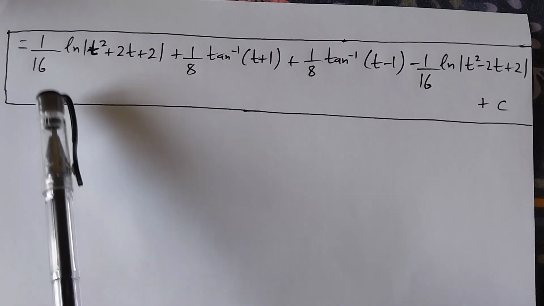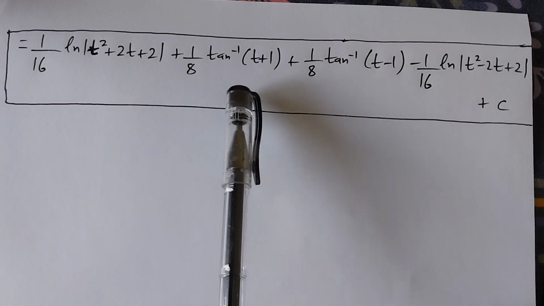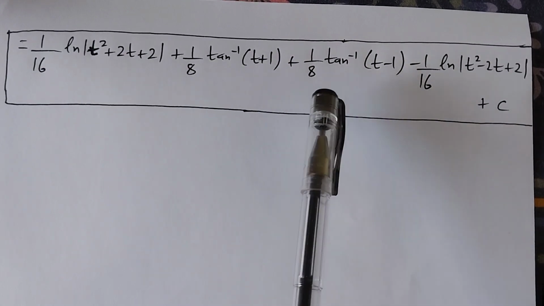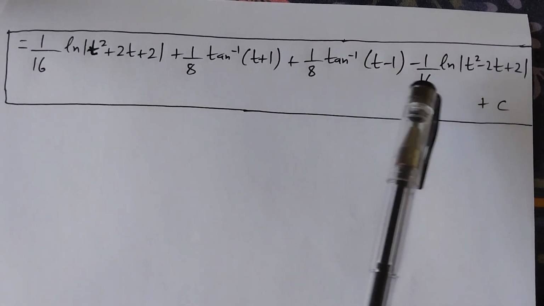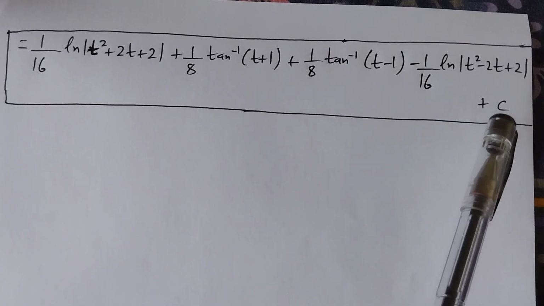So 1 over 16 times natural log of t squared plus 2t plus 2 plus 1 over 8 tan inverse of t plus 1 plus 1 over 8 tan inverse of t minus 1 minus 1 over 16 natural log of t square minus 2t plus 2 plus the constant of integration.